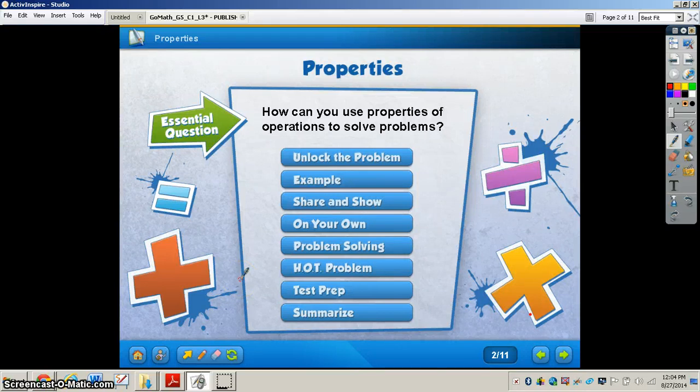In this video, we're going to be taking a look at properties. Now, the essential question that we are going to unlock is how can you use properties of operations to solve problems? Now, it is important, once again, that you remember that you have out your Go Math book, your math journal, and also your pencil.